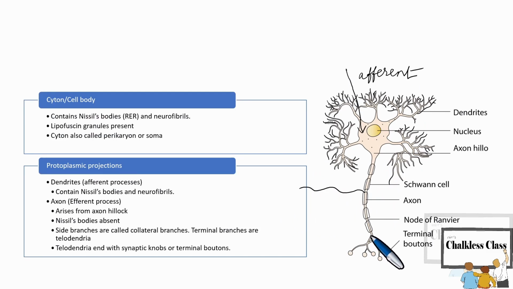The terminal part of the axon has many branches. These are called telodendria or terminal branches. Each branch ends with a button called a terminal button or presynaptic knob. These presynaptic knobs are rich in mitochondria. Associated with this axon, Schwann cells are present. Schwann cells are related to neuroglial cells. That part we'll discuss later.